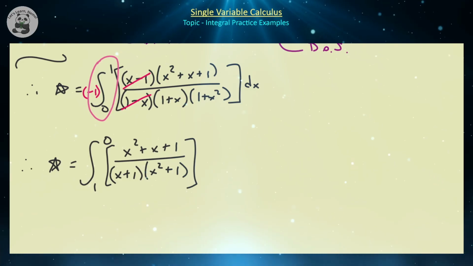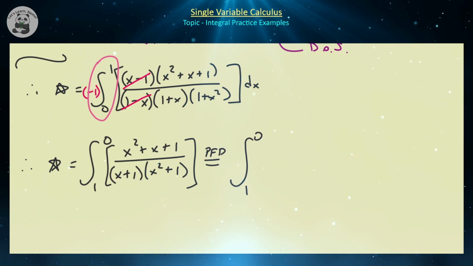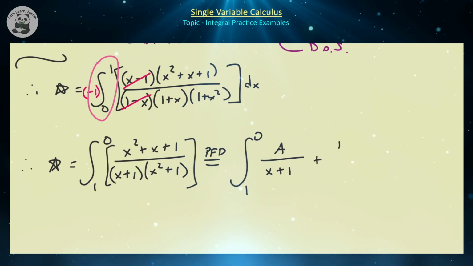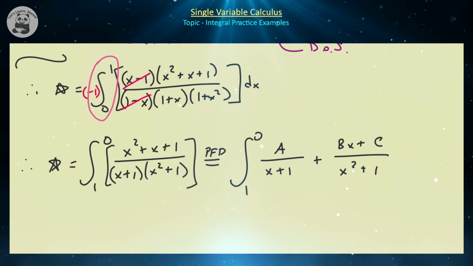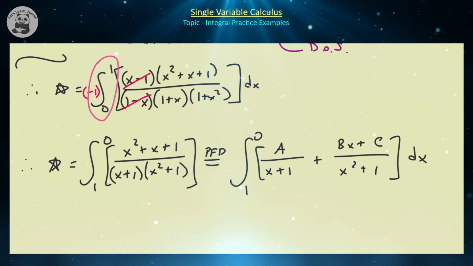Right? So now that we're in this form, our goal is to say, okay, maybe we can use partial fraction decomposition and write this as the integral from 1 to 0 of some constant all over x plus 1 plus some linear function divided by x squared plus 1. And that is going to be our desired form.